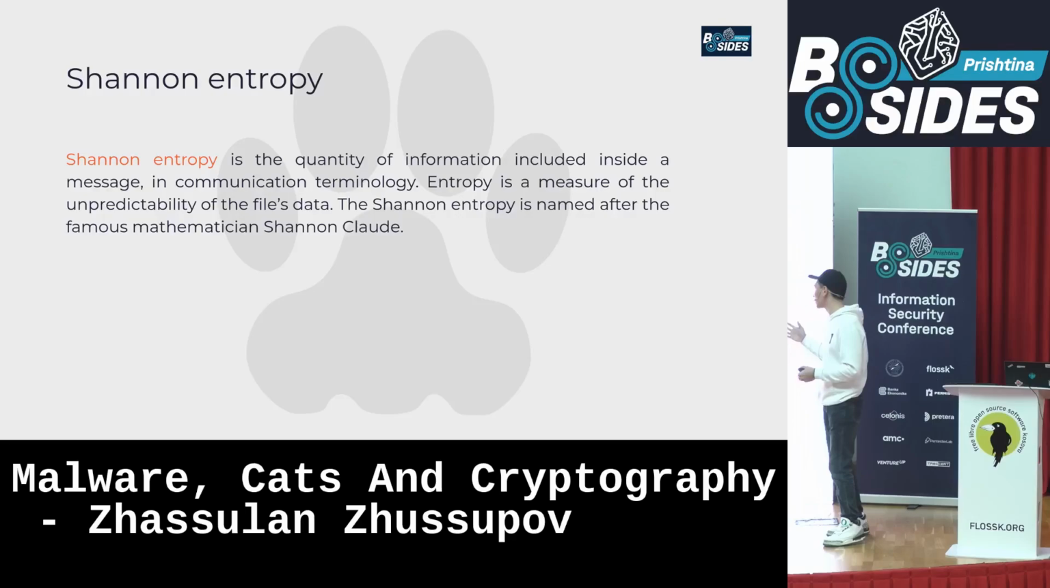But of course, there is a caveat about the Shannon entropy. What's the Shannon entropy in this case? Shannon entropy is the quantity of the information included in data, from the mathematical theory, the information theory. Entropy is a measure of the unpredictability of your data. The Shannon entropy is named after the famous mathematician Claude Shannon.